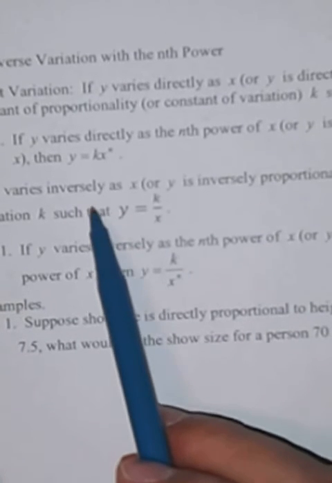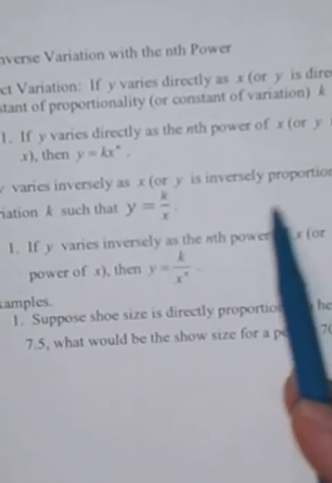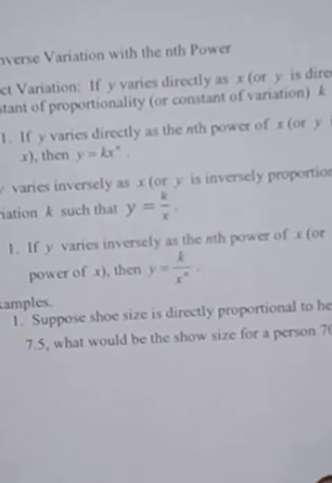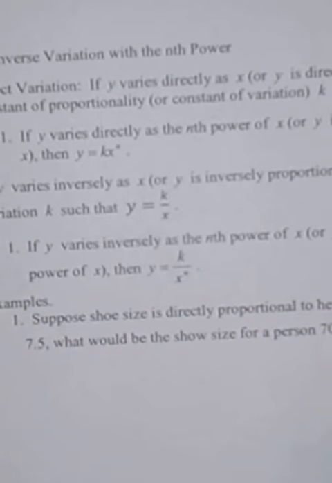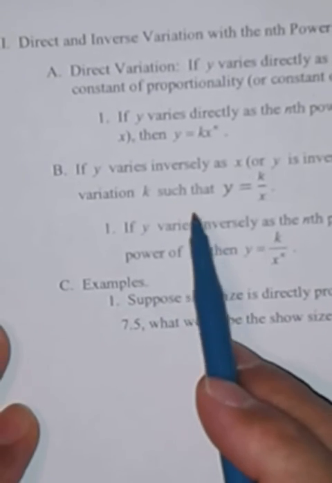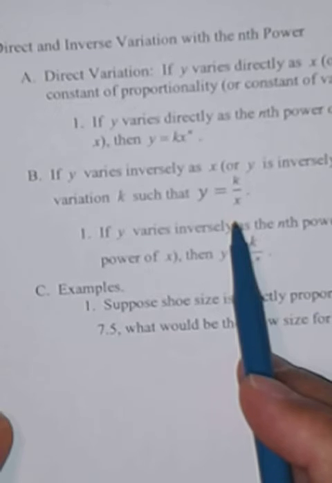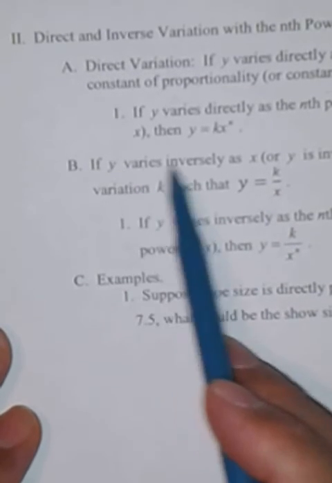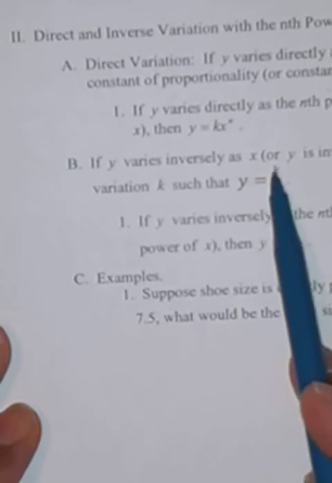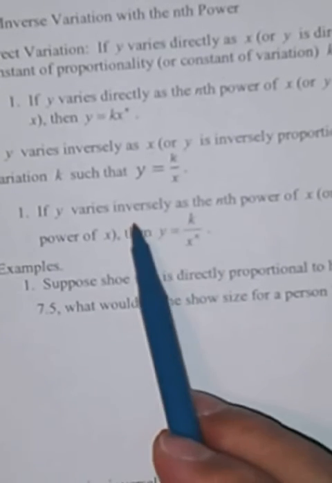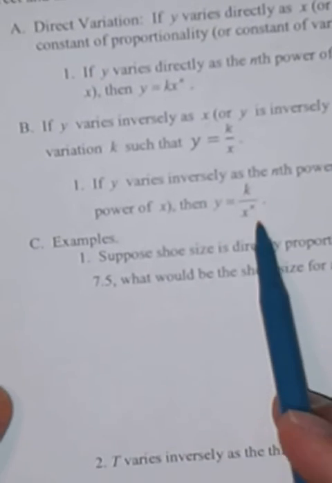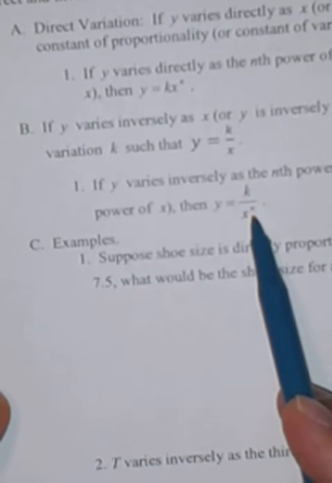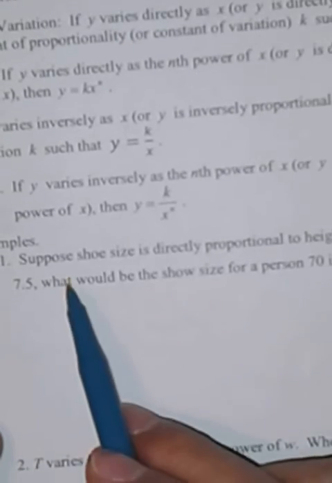Okay. Y varies inversely as x. If y varies inversely as x, then there exists a constant variation k such that y equals k over x. So that tells us when we see y varies inversely as x, then we write y equals k over x. And y varies inversely as the nth power of x, just add the nth power to x. Okay? All right. So let's look at an example.